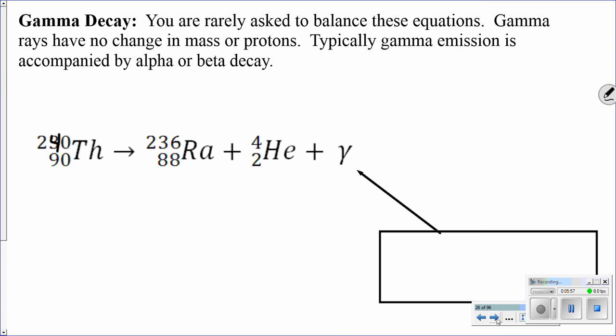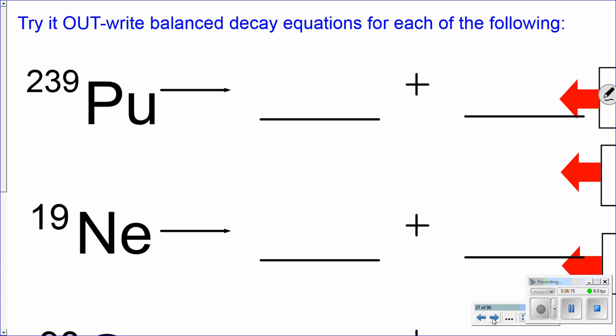Gamma rays, actually, you don't typically have to balance with these, but please just keep in mind that the gamma ray has 0 mass and 0 charge, so it's a 0 and a 0 on it, and doesn't really affect your balancing of these equations. And please pause the video for a minute, try these out, and then you can check your answers.